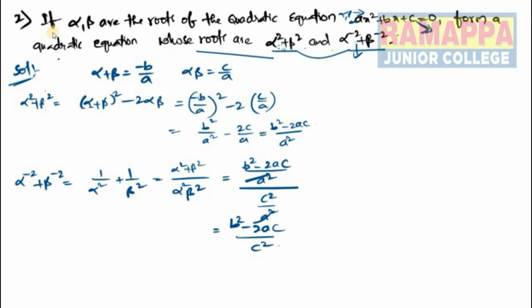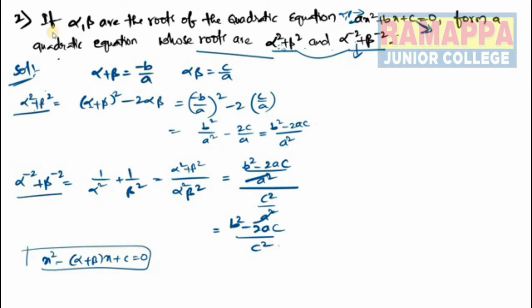So we got the value of alpha square plus beta square and the value of alpha power of minus 2 plus beta power of minus 2. He is asking us to find the quadratic equation. What is the quadratic equation formula here? x square minus (sum of roots) into x plus product of roots is equal to 0. In this form we have to write it. So we got this value and this value, and we have to add these two and multiply these two, then we will get the answer.